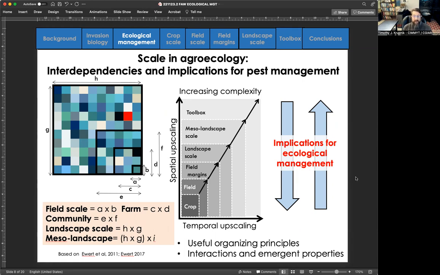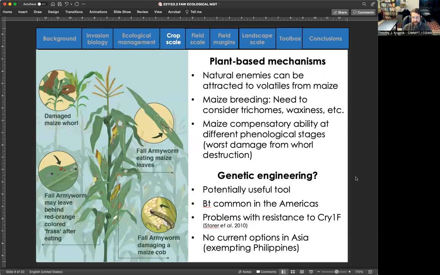So we're thinking about the dynamics in which the pest and its natural enemies will interact at a landscape level. And why that's important will come up more in just a few moments. So I will go through these different scales in the presentation, starting from crop scale to field margins, landscape scale, and then I'll talk about integrated pest management toolboxes before I conclude.